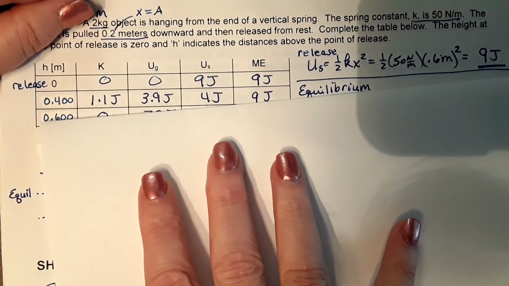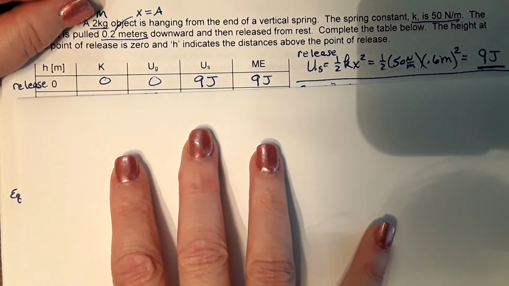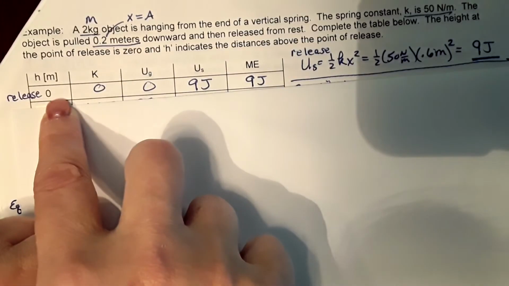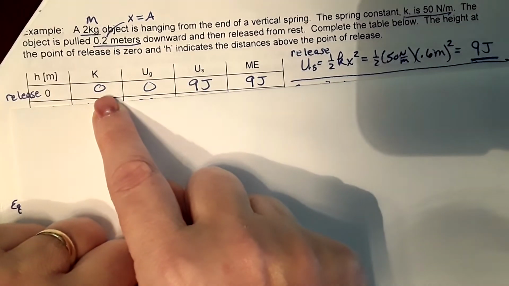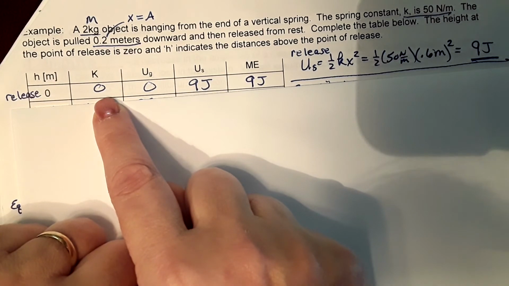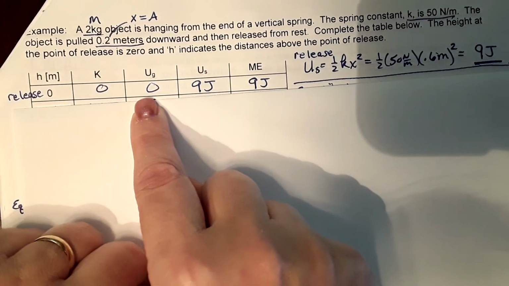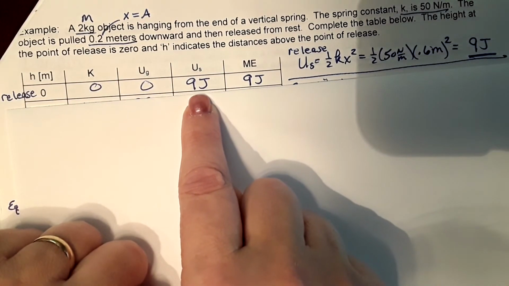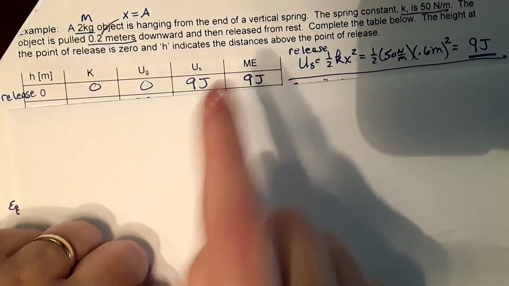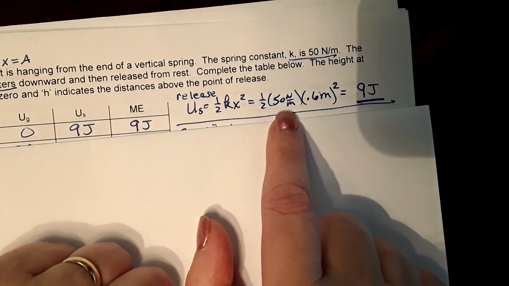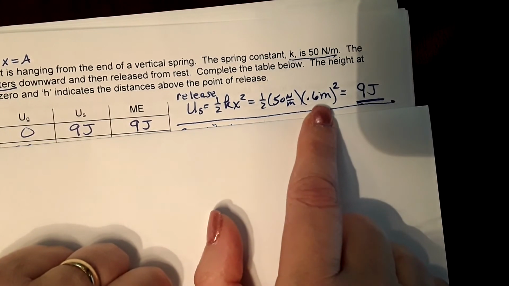All right, so let's start right here. We know that at the release point where the height is 0, it starts from rest, so the kinetic energy at the beginning is 0. And the gravitational potential energy there is 0 because the height is 0. So all of our mechanical energy when it's released is just elastic spring energy. And we get 9 joules for that. How did I get that? Oh, I said 1/2 times 50 newtons per meter times 0.6 meters squared.